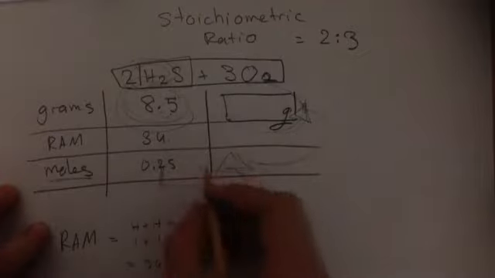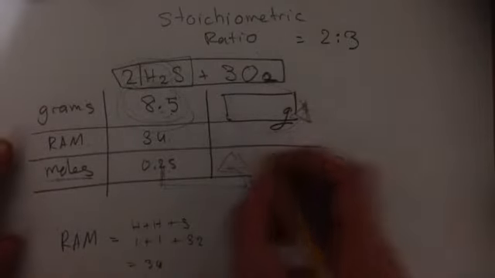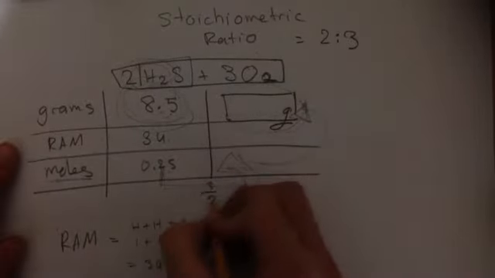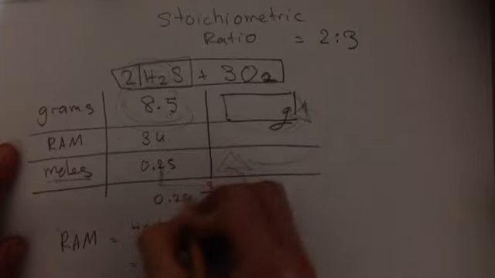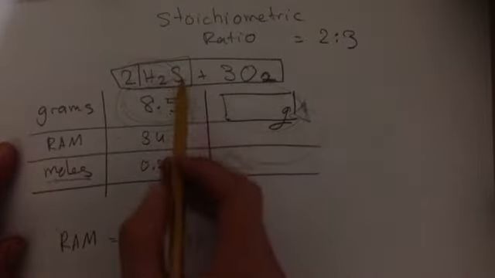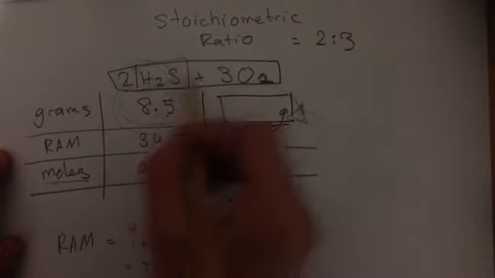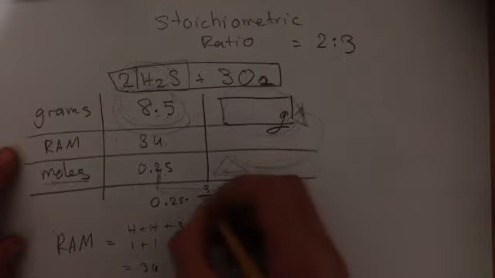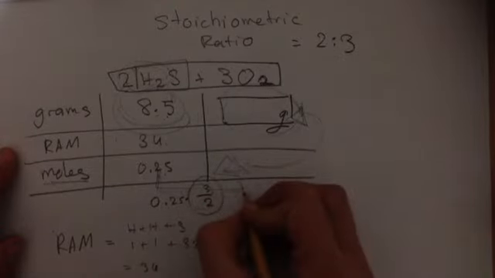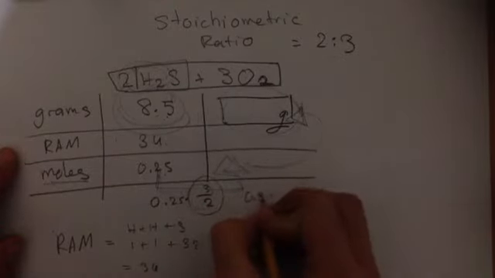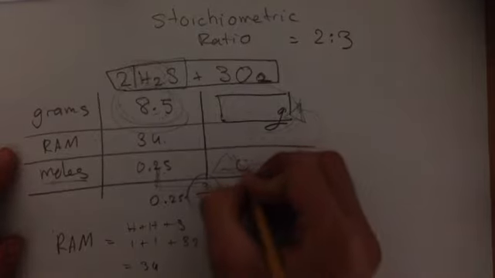We multiply 0.25 by the stoichiometric ratio, 3 to 2. This is the ratio of this compound to this compound. 2 of this bonds with 3 of this, and that's the stoichiometric ratio. So we multiply it by that, and we get 0.375.